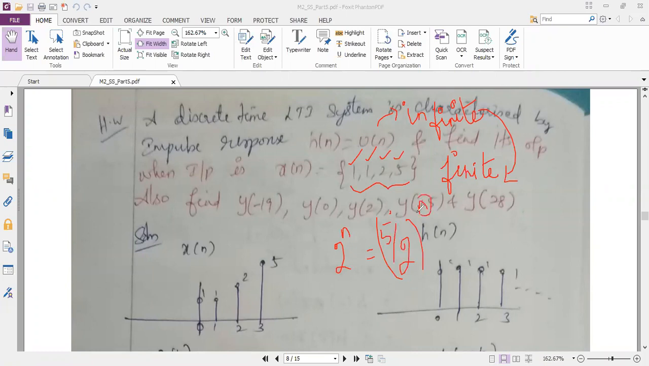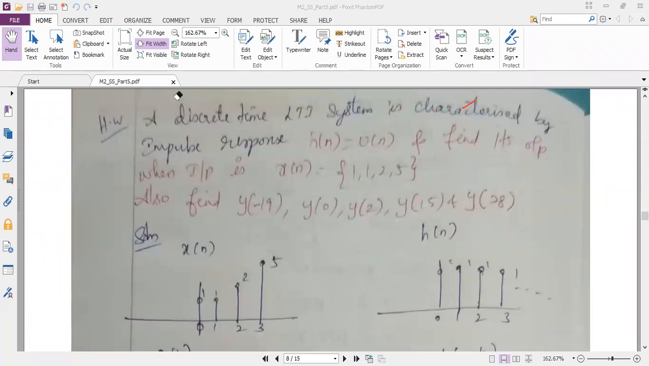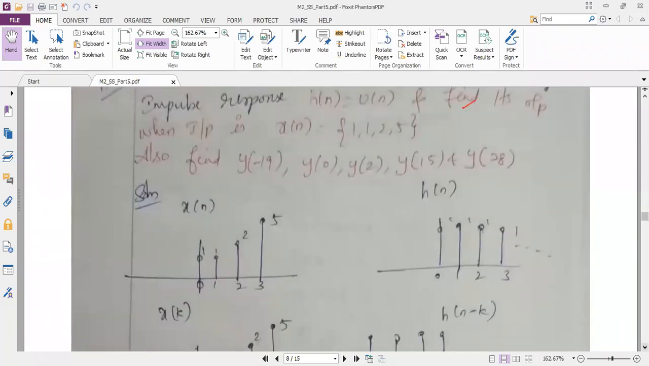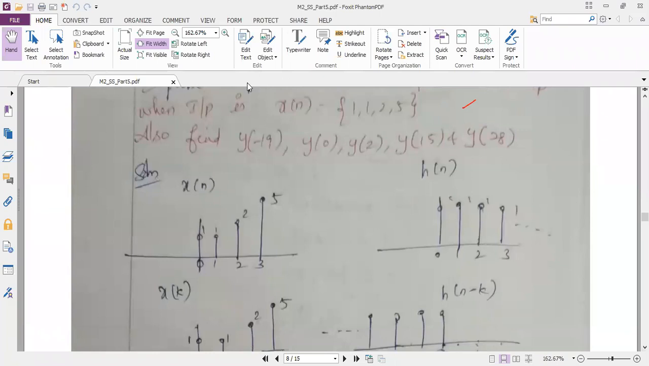So we need not substitute the n value 0, 1, 2, 3 and find the values. Directly they have given. So if they give directly, then see the steps how we have to follow. It is very simple compared to all the earlier problems. So as usual step, let me draw the x of n. I know how to draw the x of n. So x of n amplitudes 1, 1, 1, 2, 5.